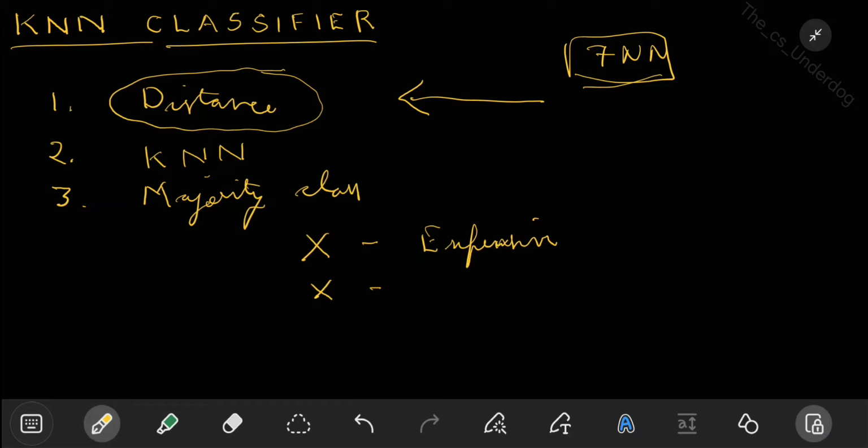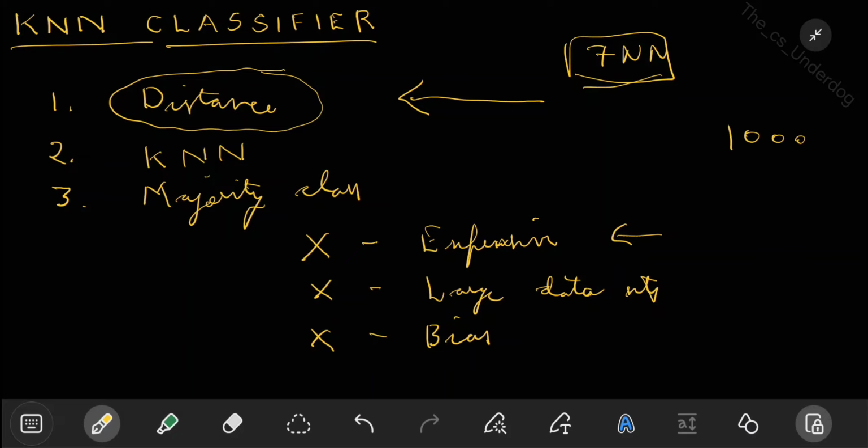Next, it's not suitable for large data sets. That's obvious from the previous point: if you have a large data set, it will be very expensive computationally. The third point is bias, the bias that this model shows towards imbalanced data. Let us say you have 1000 data points, out of which 990 belong to one class and only 10 belong to another class. And let us say I'm using a 50 NN classifier.